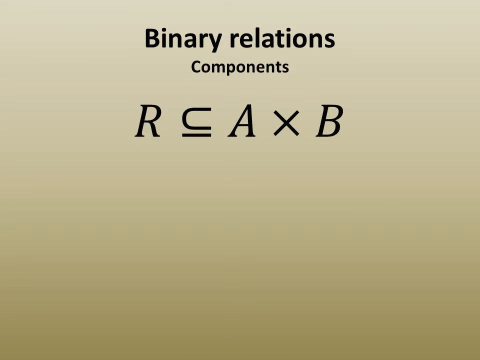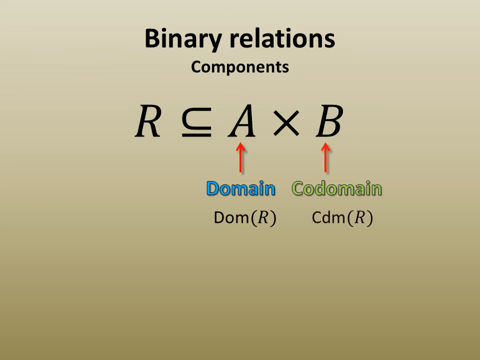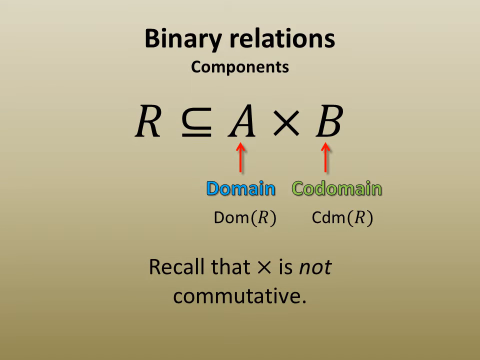We will restrict our attention to relations with an arity of 2 for the remainder of this lesson. These relations are called binary relations. Given a binary relation R on a Cartesian product A cross B, we call the set A the domain of R, and B the codomain of R. This is an important distinction, as we proved in Lesson 1 that in general the Cartesian product is not commutative.